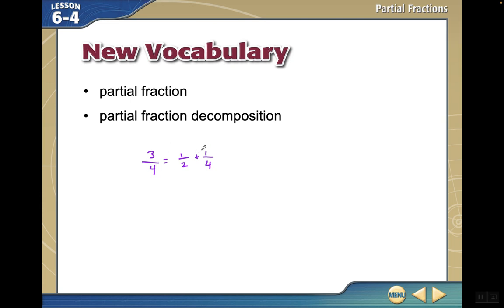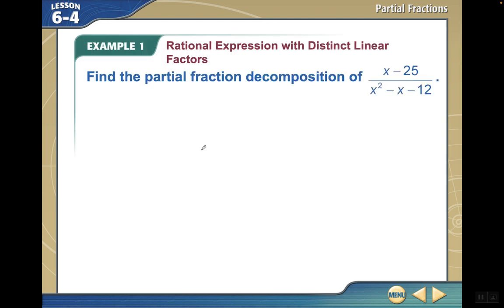We're just dealing with rational expressions. So, find the partial fraction decomposition of this expression. We have a numerator and a denominator, and what we need to do is set it up into two parts, and we need to find the factors of this denominator. So this is a quadratic, and so I'm going to find two factors that will multiply to x squared minus x minus 12.